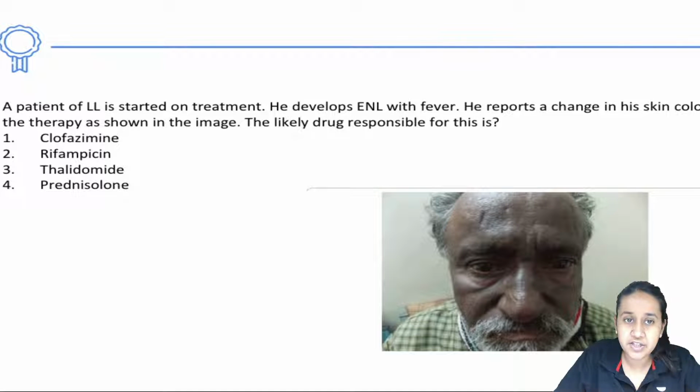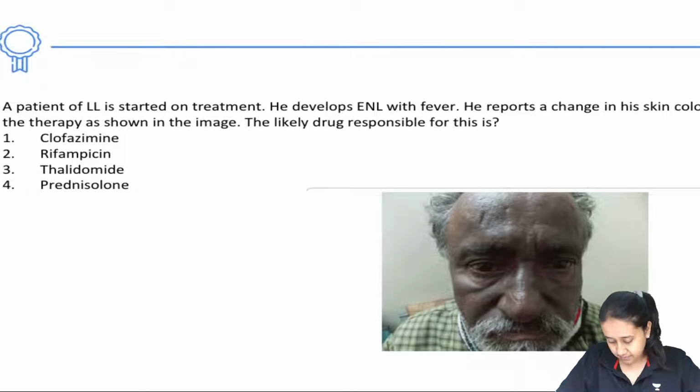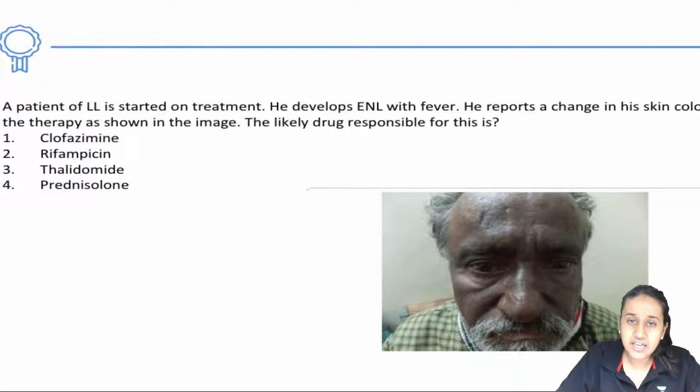What is the correct answer? A patient of lepromatous leprosy started on treatment. He develops erythema nodosum leprosum with fever. He reports a change in the skin color. The therapy as shown in the image. What is the likely diagnosis in this patient?